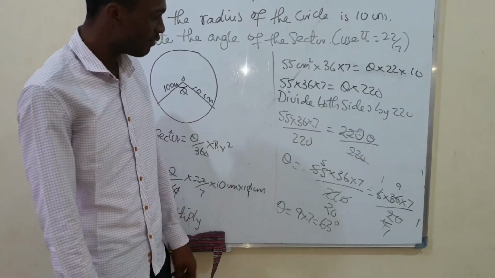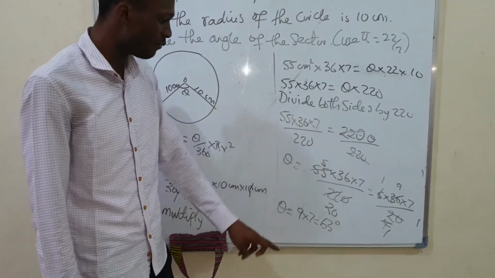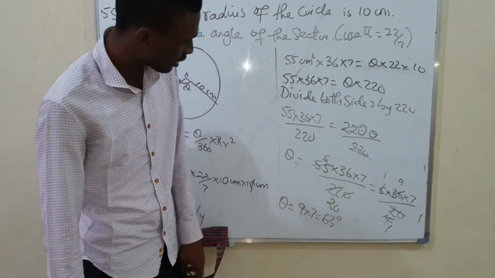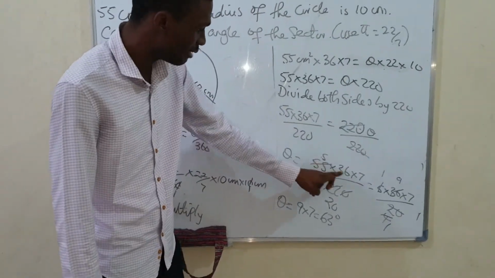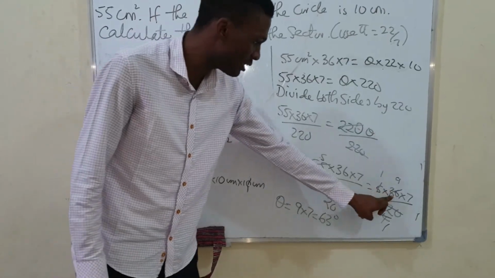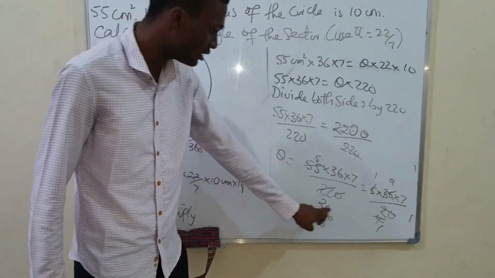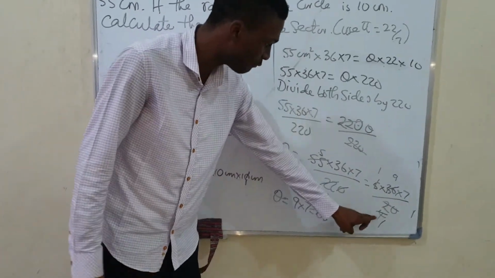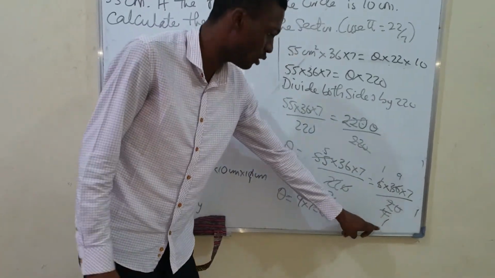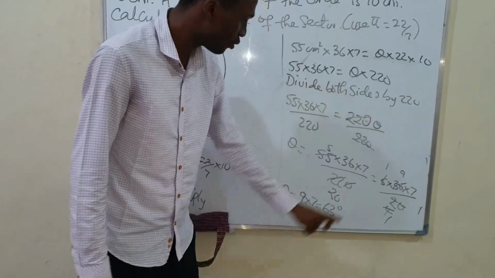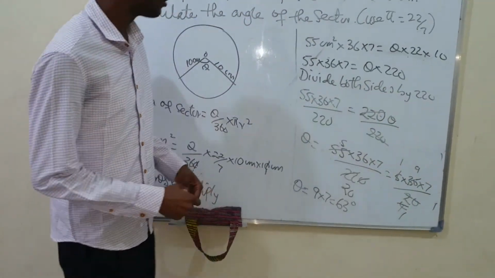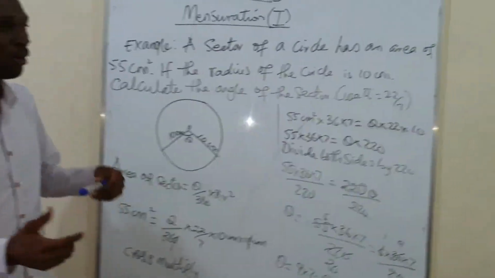Now theta equals 55 times 36 times 7, then all over 220. We divide by 11. 11 into 55 is 5. Into 22 we have 2, 0 we have 0. Okay? 5 is left, 5 times 36 times 7, all over 20. 5 into itself is 1. 5 into 20 is 4. 4 into itself is 1. 4 into 36 is 9. 1 times 9 is 9. 9 times 7 is 63. That gives us the angle of the sector of that circle.